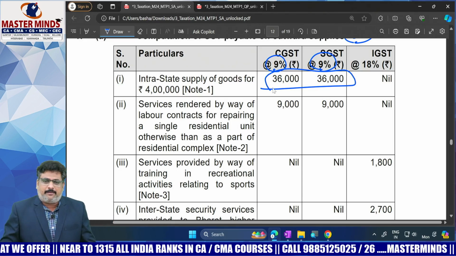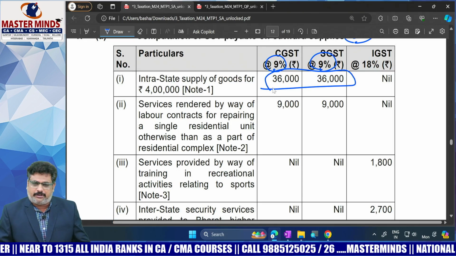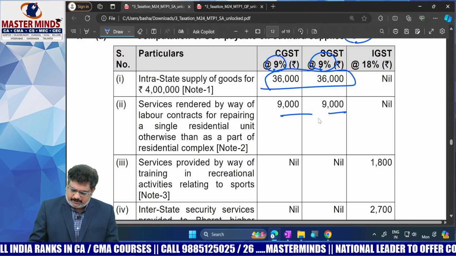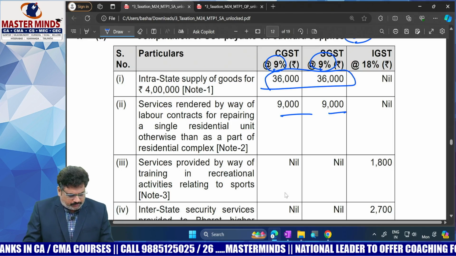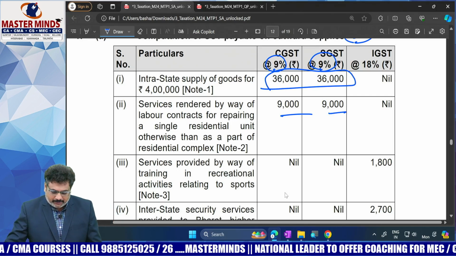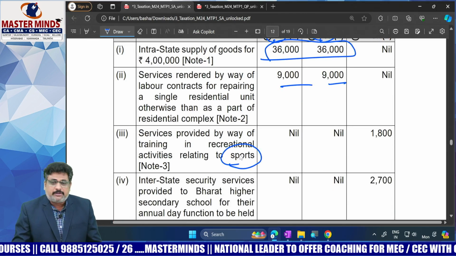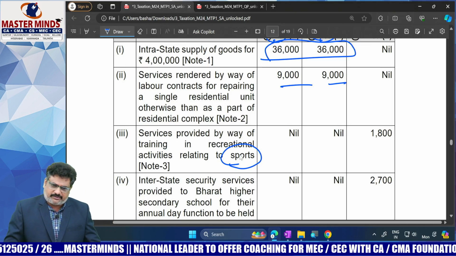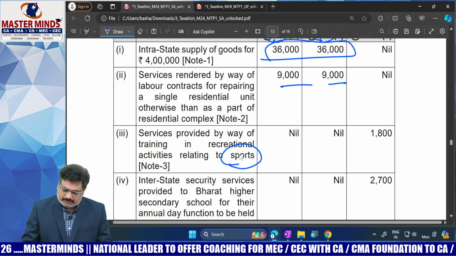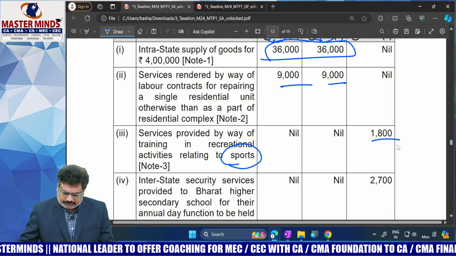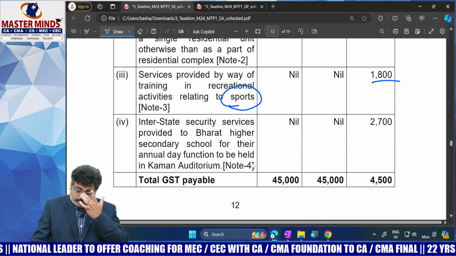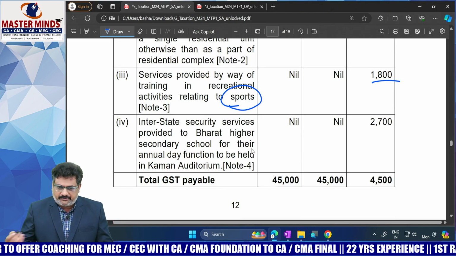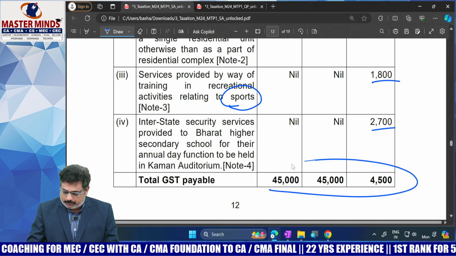Second one, labor contract for repairing a single residential unit. Otherwise, it is definitely not an exempted one, it is taxable. Okay. With respect to services provided by way of training in recreational activities to sports, if it is a company or charitable trust, then only it is exempted. Here it is not a charitable trust, that's why it is taxable, being interstate, IGST. And interstate security services provided to Bharat High School, which is outside the school premises. Okay, in that case, this is output tax payable.